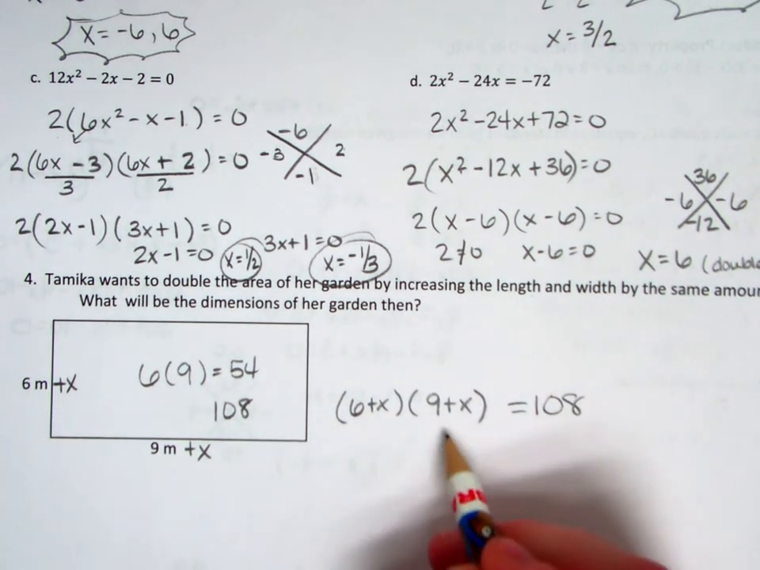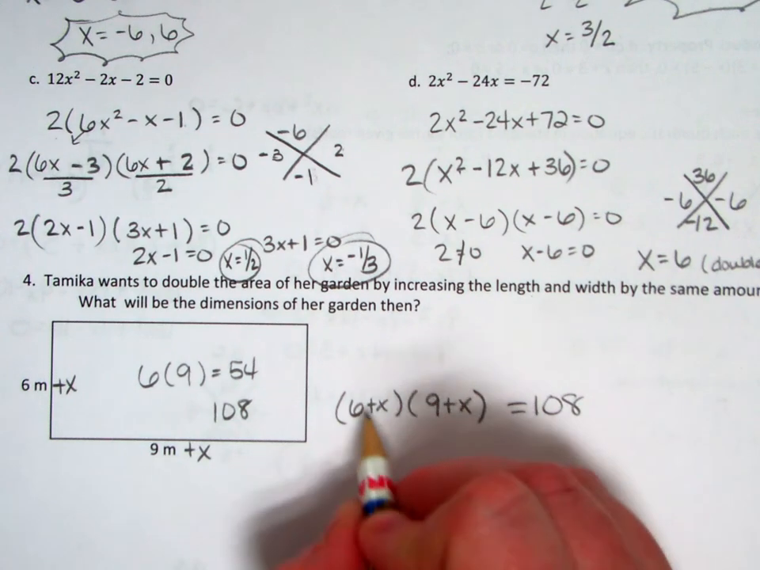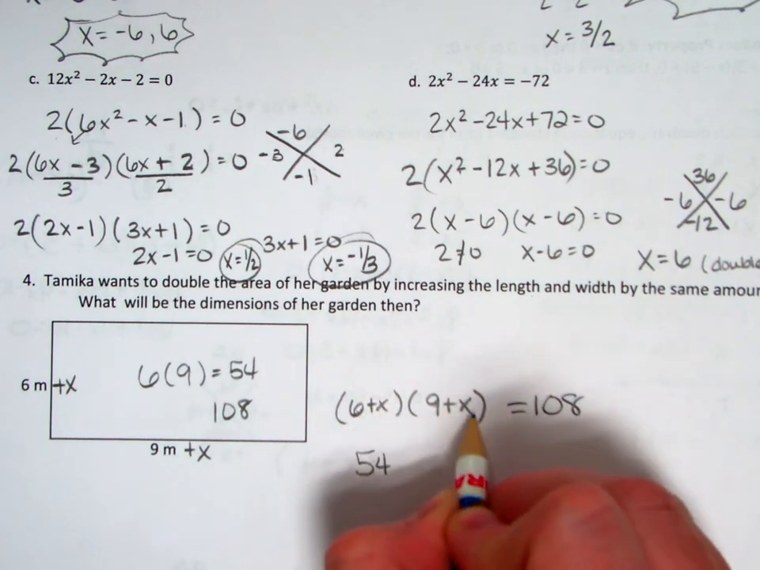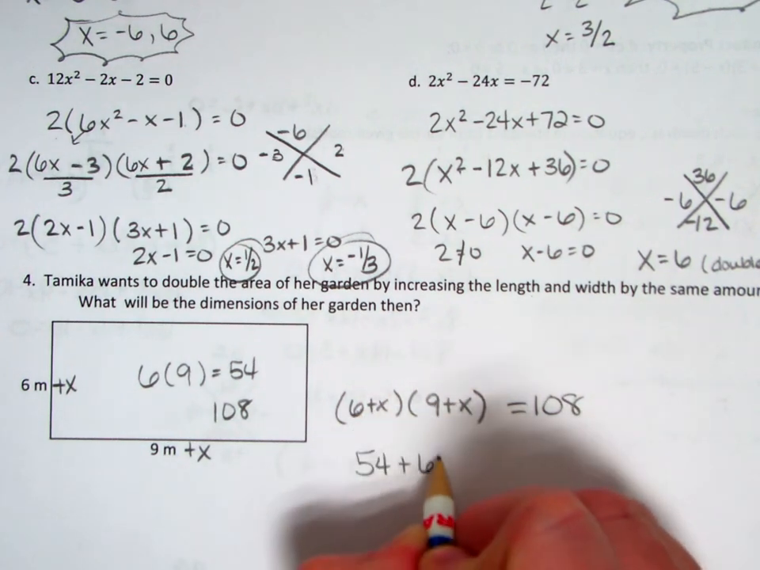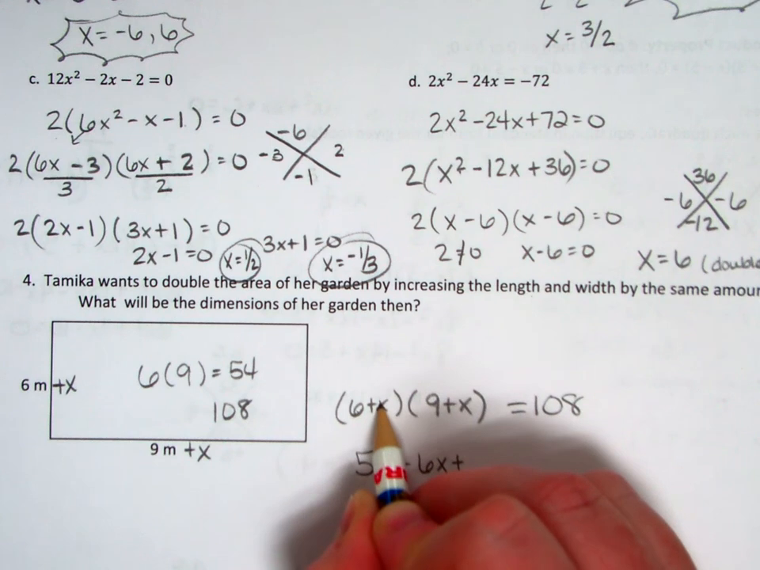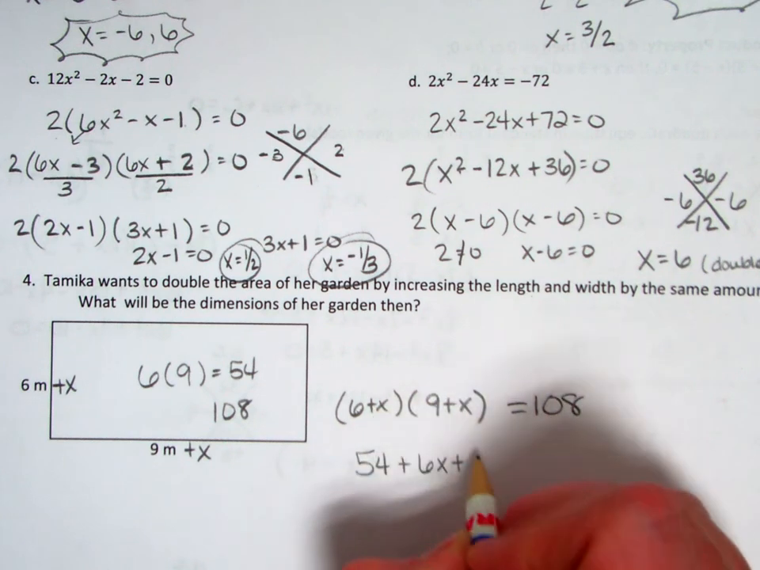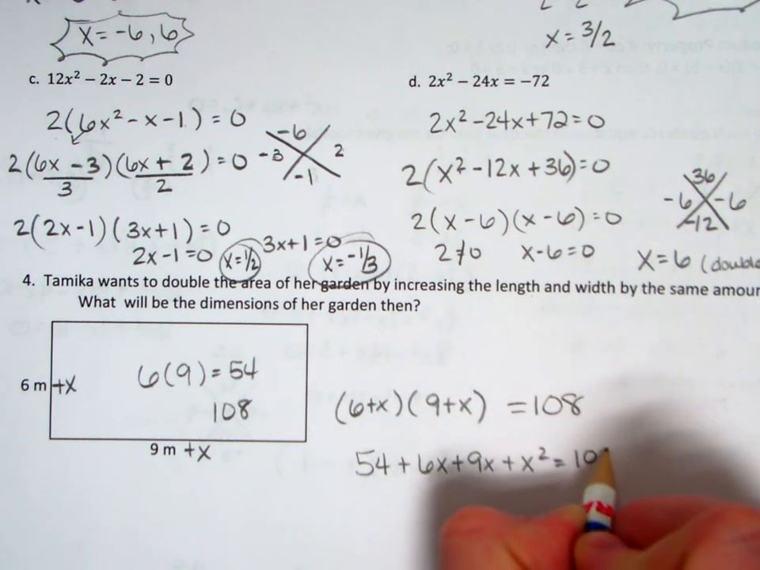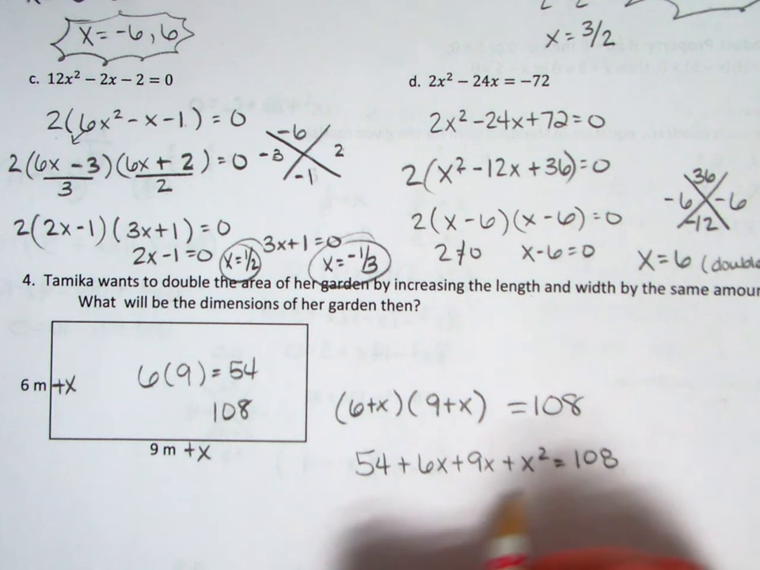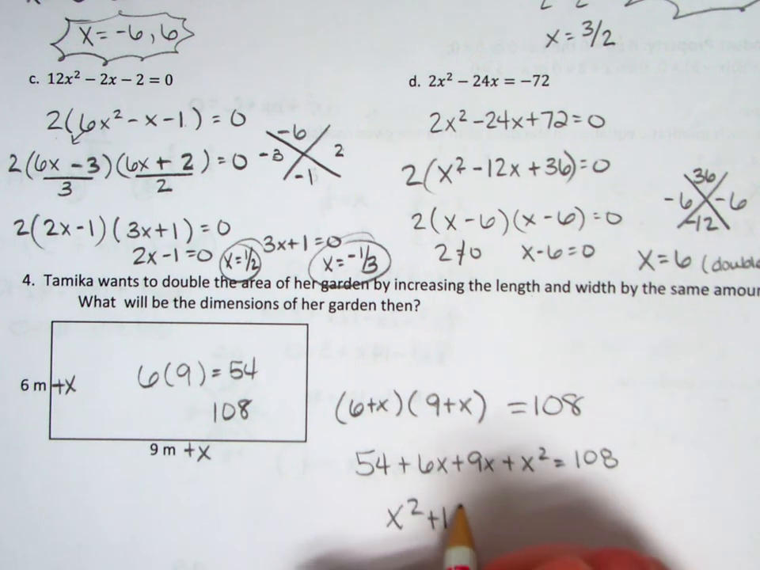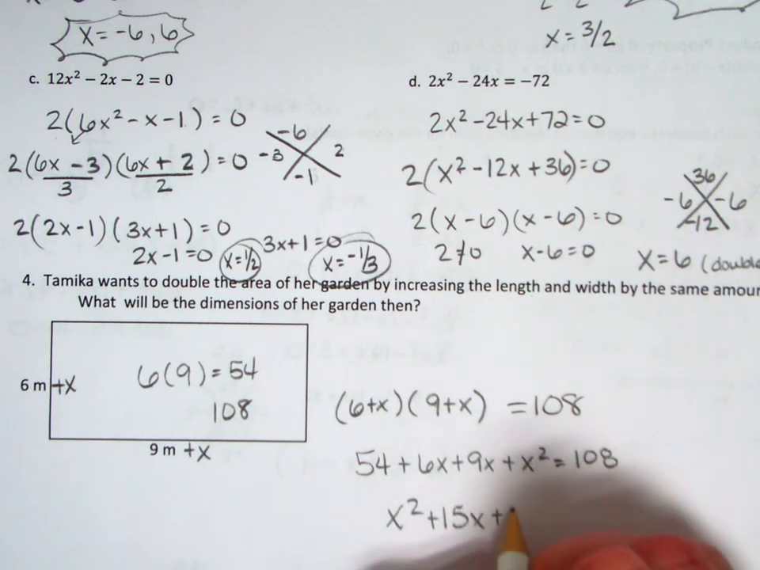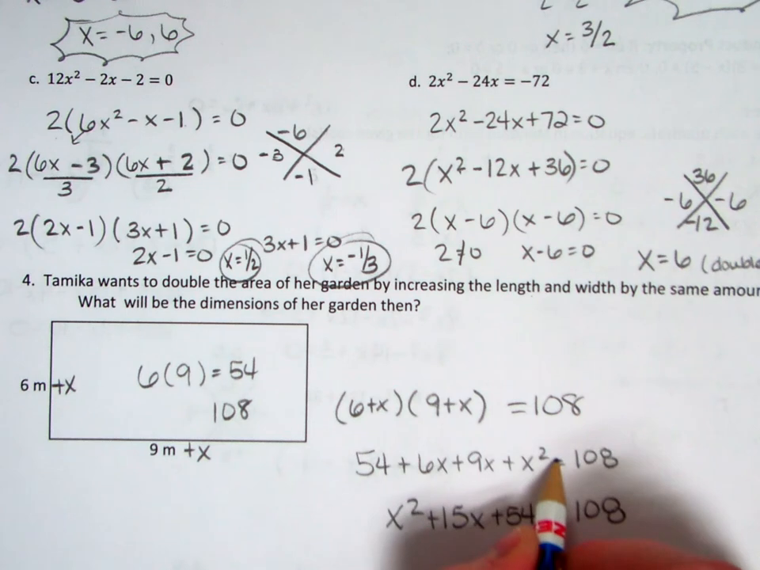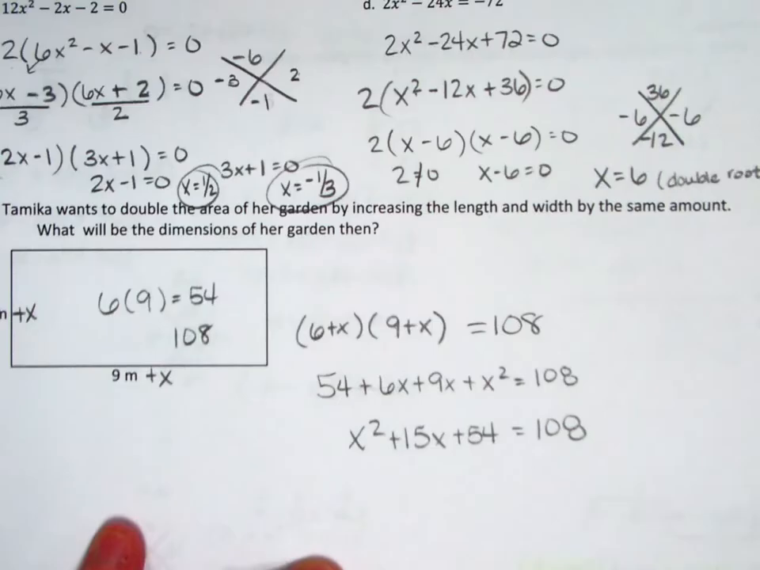We're going to multiply these through, so we got to distribute. So 54, 6 times that. 6 times x is 6x plus x times 9, so 9x plus x squared equals 108. What I'm going to do is when I combine this, it's going to go x squared plus 15x plus 54 equals 108. All I did was reorganize this when I simplified.